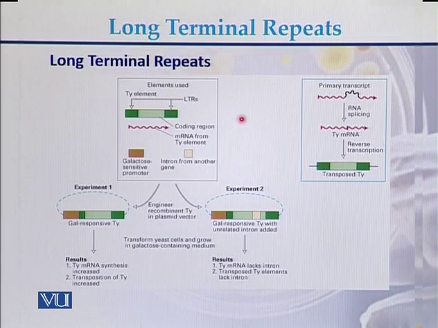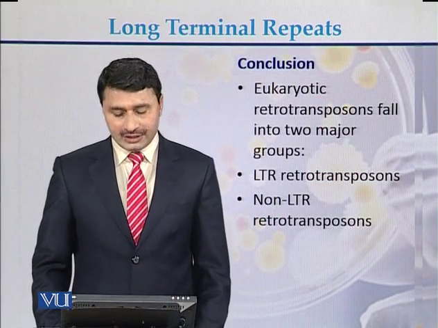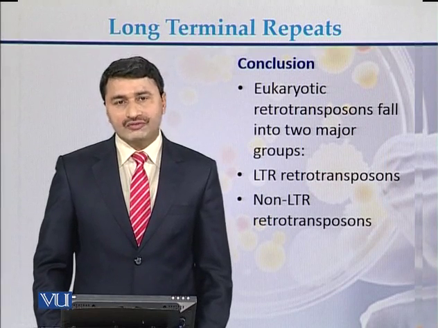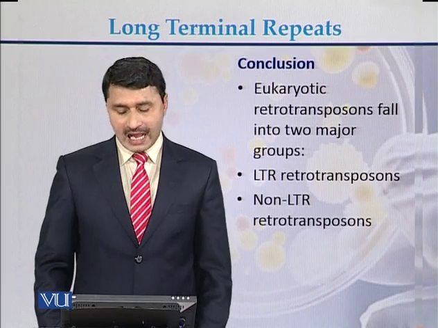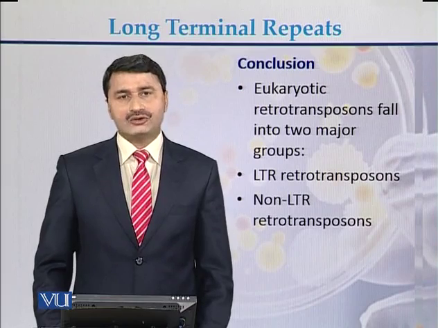Another diagram in which we can see what long terminal repeats are. Long terminal repeats are present on both sides, and in the middle there is a coding region that produces the messenger RNA from TY elements in the case of the yeast genome. So to conclude, eukaryotic retrotransposons fall into two different categories. They are called LTR retrotransposons and non-LTR retrotransposons.